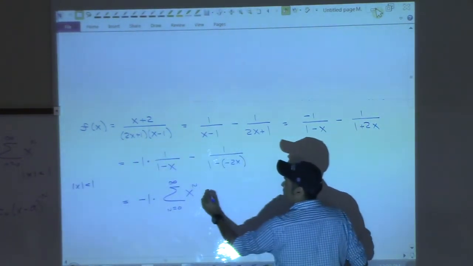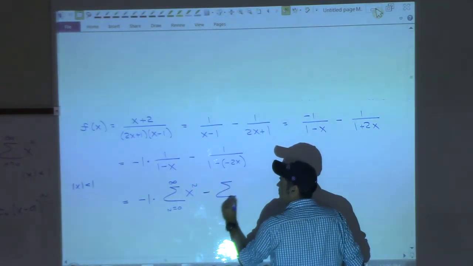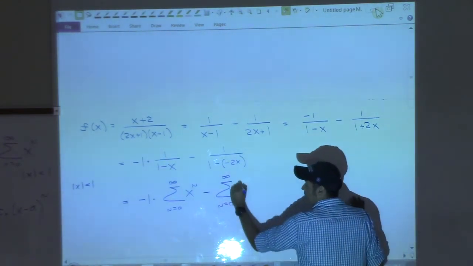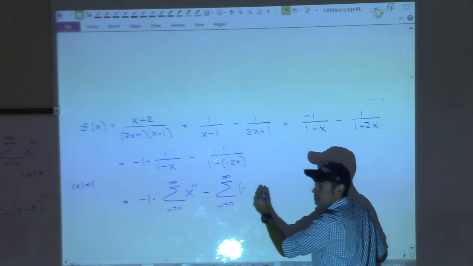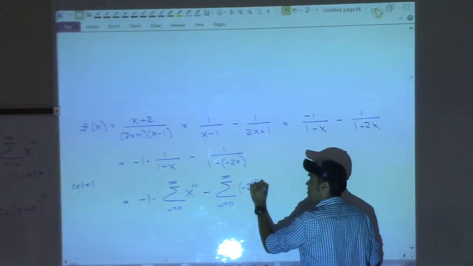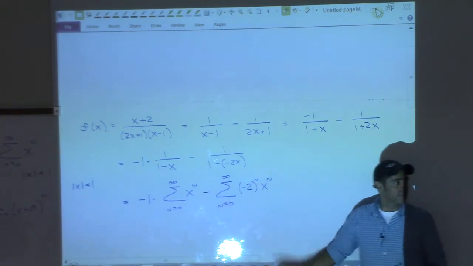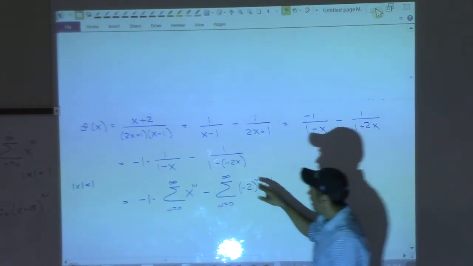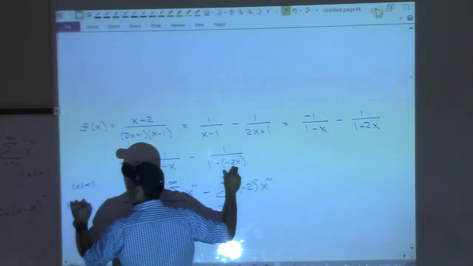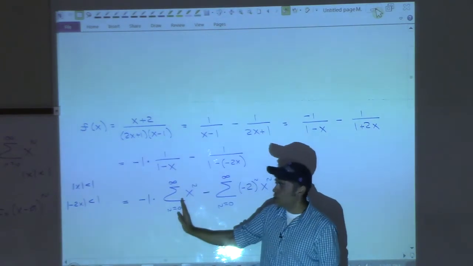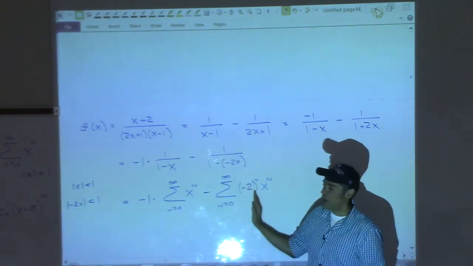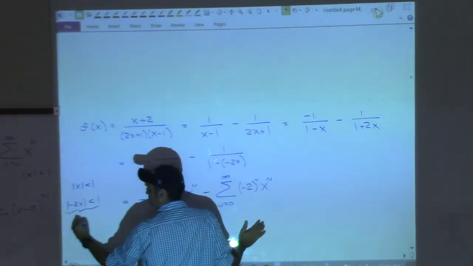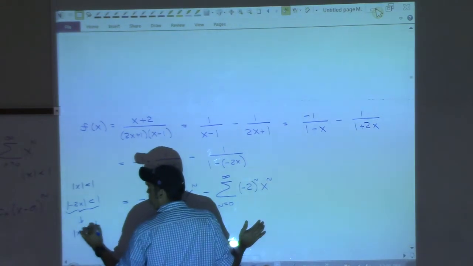Now this one is going to become the sum n equals 0 to infinity of negative 2x to the n. So I'm going to put negative 2 to the n, x to the n, splitting it up. And that's only valid when the absolute value of negative 2x is less than 1. The first one is only valid when the absolute value of x is less than 1. But this one is the same as saying the absolute value of x is less than a half.